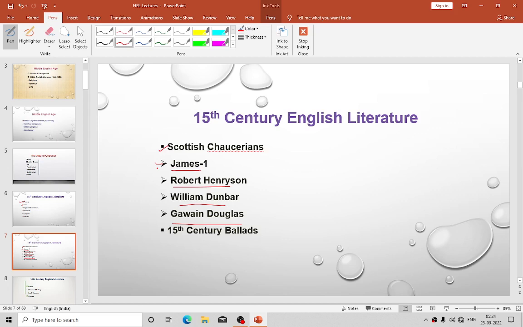While still a boy, he was captured by the English. He remained a prisoner in England for 18 years. That boy fell in love with a lady. That lady was Jane Beaufort, B-E-A-U-F-O-R-T. Jane Beaufort was Henry IV's niece, and he was married to her.